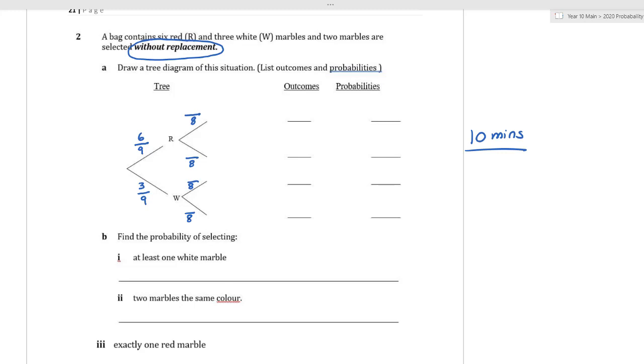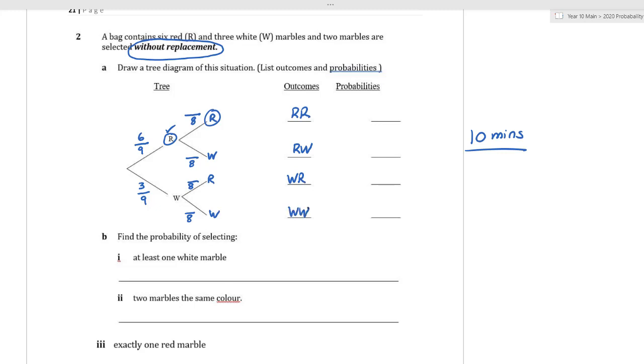Now, this path over here is for red and then red, and we can actually go and list all of the outcomes here. If you have a tree diagram that's 2 by 3, then that would be 6 outcomes. In this case, there's 4 outcomes. 2 times 2 is 4. Let's write out what those outcomes are. We've got R and then R. We've got R and then W. We've got W and then R. And we've got W and then W.